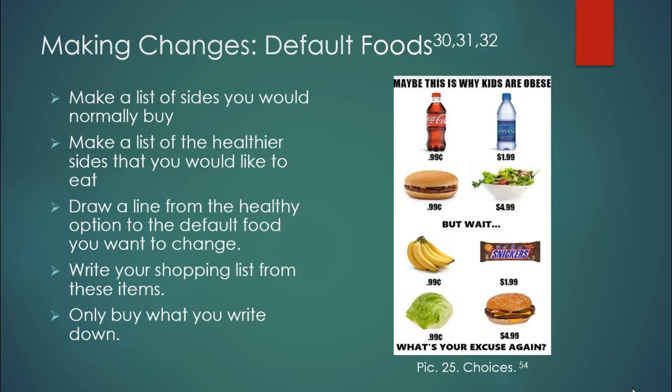Draw a line from the current default to the healthier one you think would switch it out best. And this can, once again, be done with your family. Next, write the healthier choices on a shopping list and only buy those items.